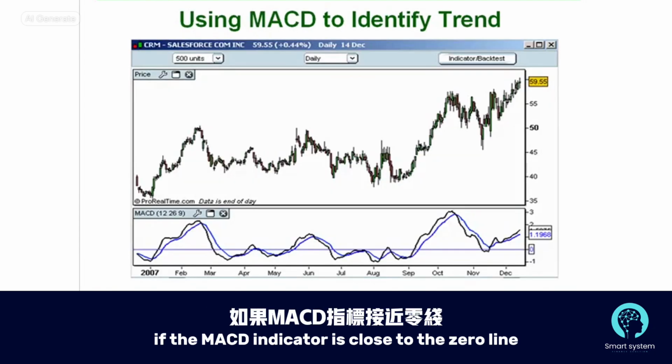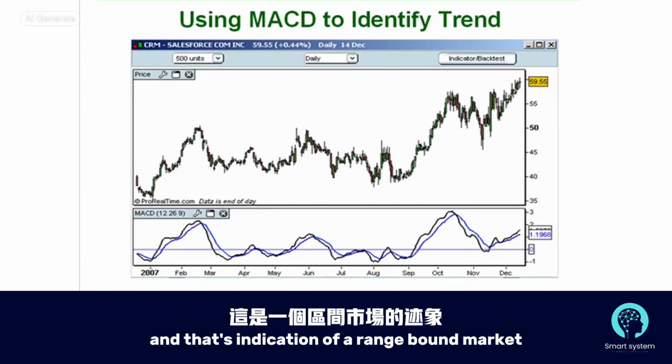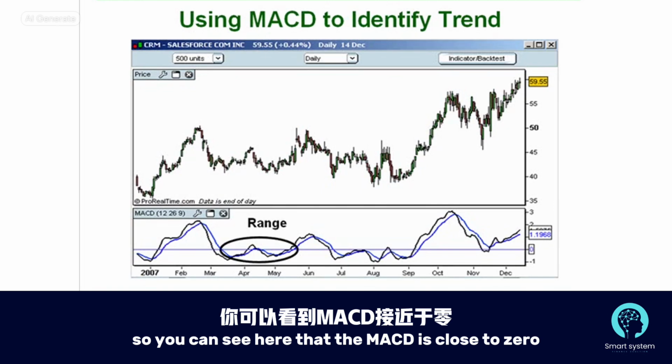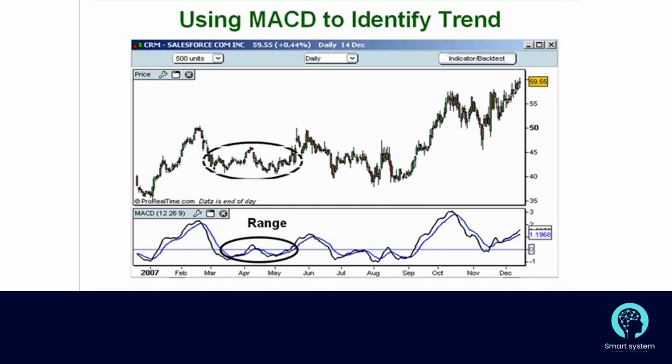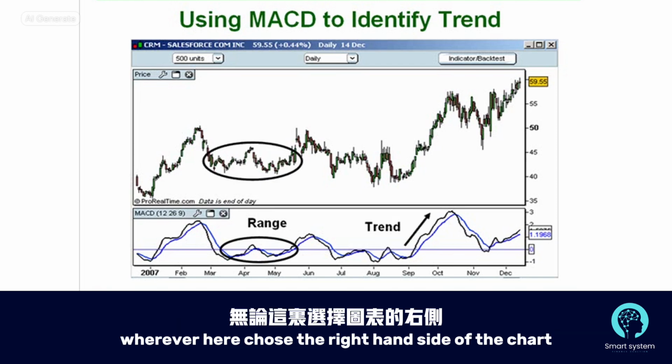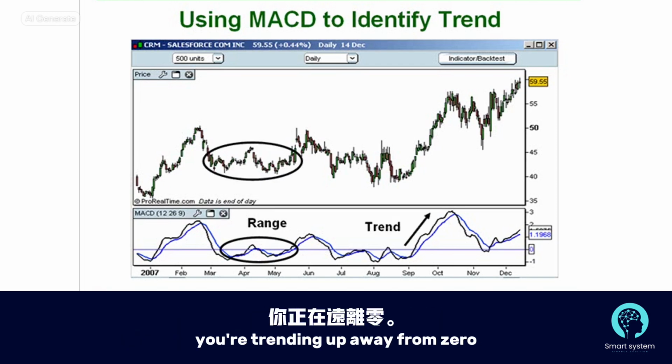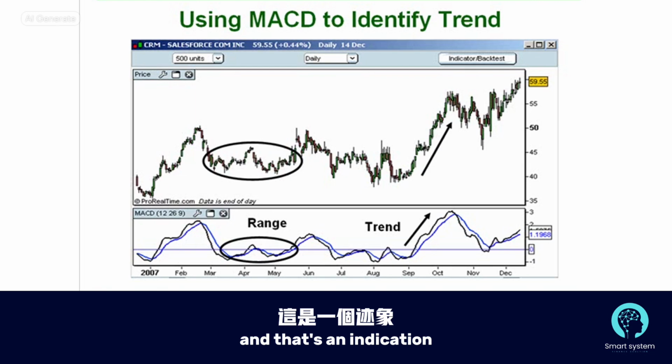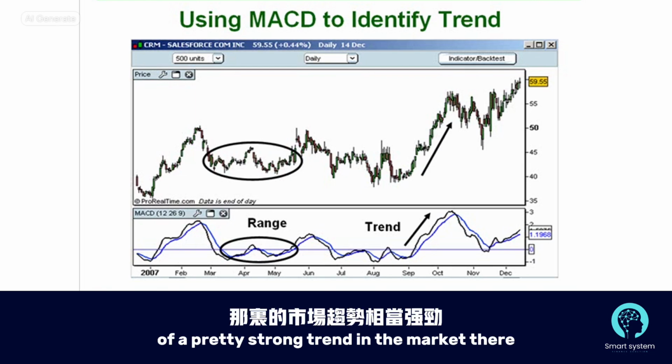If the MACD indicator is close to the 0 line, that's an indication of a range-bound market. So you can see here that the MACD is close to 0, and there you're in range-bound market conditions. Over here, on the right-hand side of the chart, you're trending up away from 0, and that's an indication of a pretty strong trend in the market there.